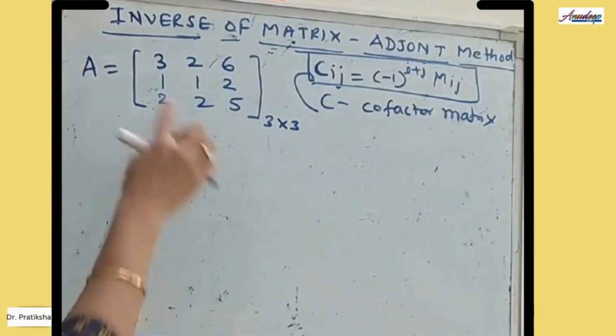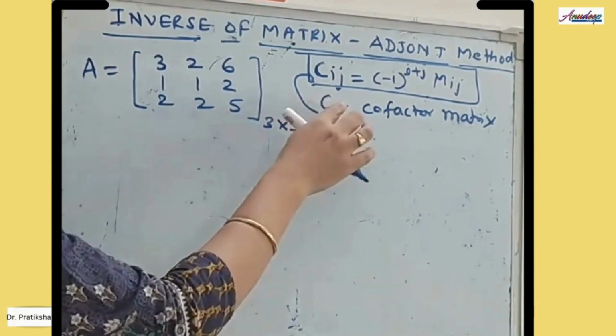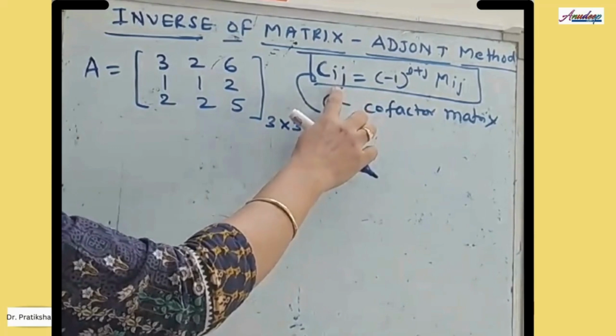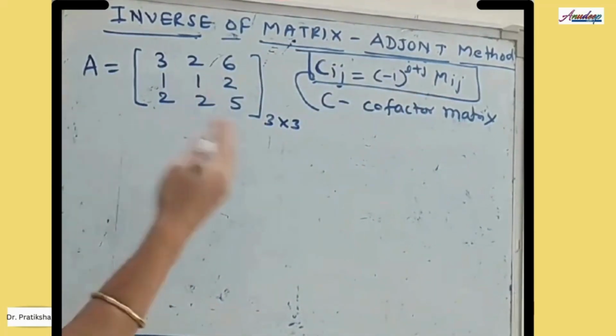Now, as you can guess, there are 3 into 3, that is 9 elements in the given matrix. So in the cofactor matrix also, there will be the corresponding 9 elements. So for all the 9 elements, we have to use this formula. So let me try explaining the first two, and then you can try on your own.